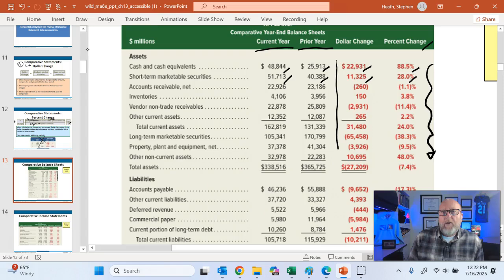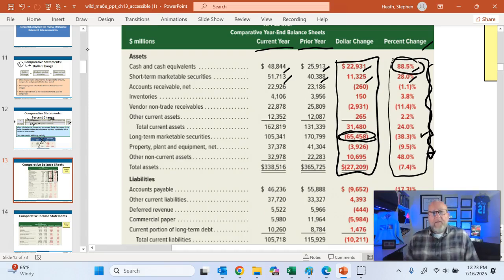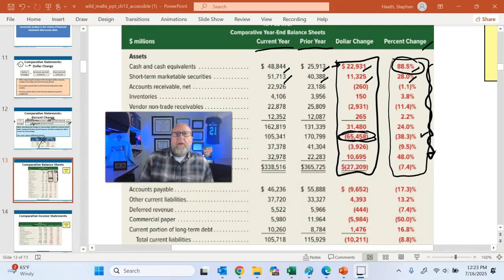If I'm just looking at the raw dollars, obviously this stands out. But in addition, I can look at the percentage changes. Yes, this does stand out because it is the biggest amount, but it's a 38.3% decrease. But I do have an 88.5% increase that's also worth looking at. Maybe the dollar amount isn't as big, but the percentage change over the prior year is definitely something to make note of. And I can then do the same thing for my liabilities.